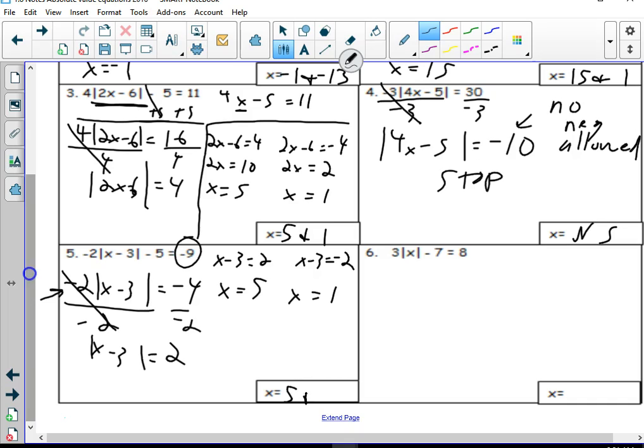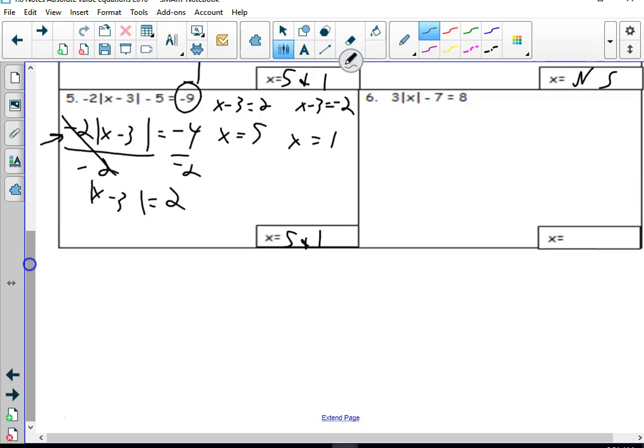I'm getting through practice and more time to review. Okay, number 6, real quickly. What do we do first? That's right. You guys got this. Add 7, add 7. 3 times the absolute value of x equals 15. What do I do now? Divide by 3. You're going to love this problem.